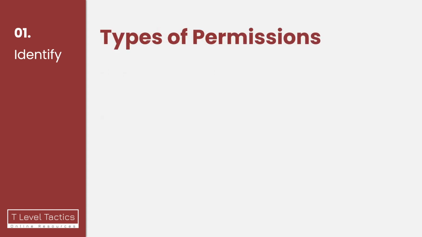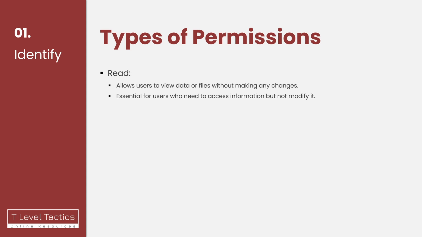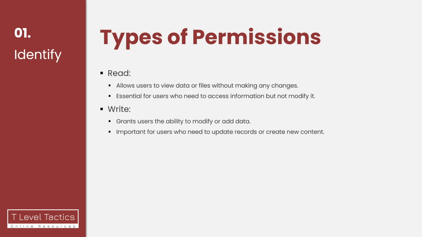There are different types of permissions that we grant to users. There's a read permission, which will allow users to view data or files but not be able to make any changes to it. And this is going to be essential for users who need access to that information but not modify it. There's write permissions, and this will grant users the ability to modify or add data. This is important for users who need to update records or create new content. If users have a write permission, then they are also granted the read permission.